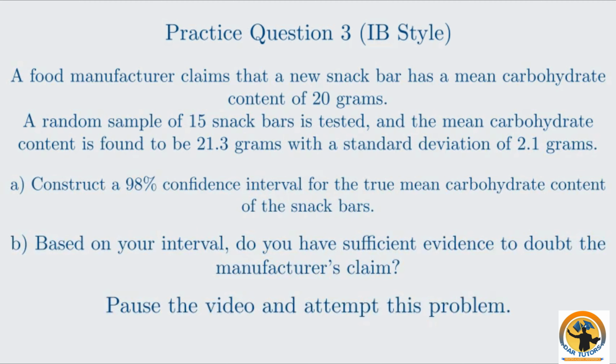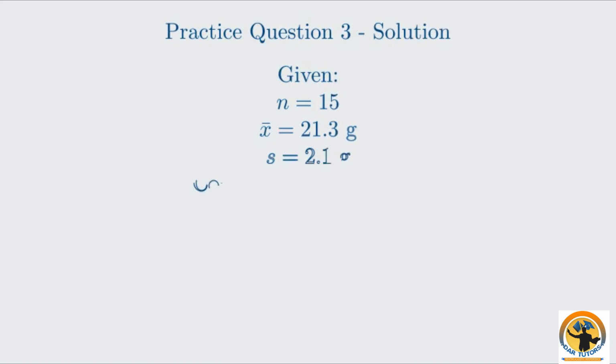Part B. Based on your interval, do you have sufficient evidence to doubt the manufacturer's claim? Pause the video and attempt this problem. Let's review the solution for practice question 3. The parameters are n equals 15, x bar equals 21.3, s equals 2.1. We need a 98% confidence interval.